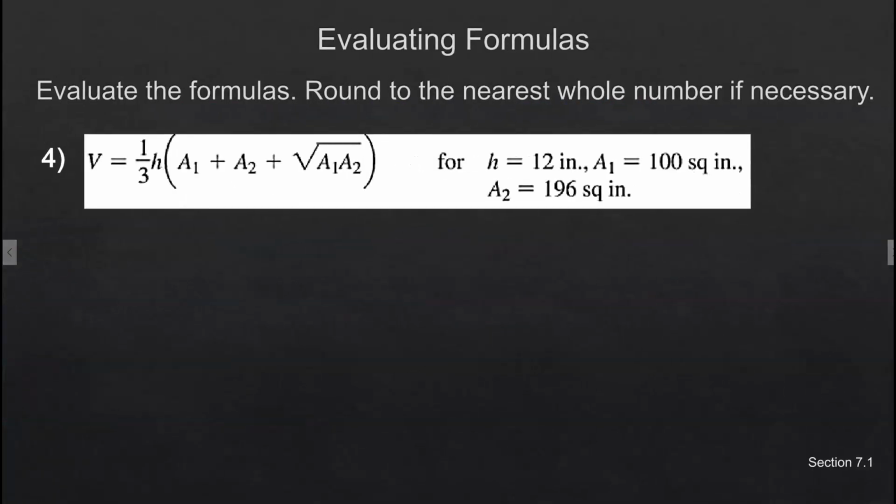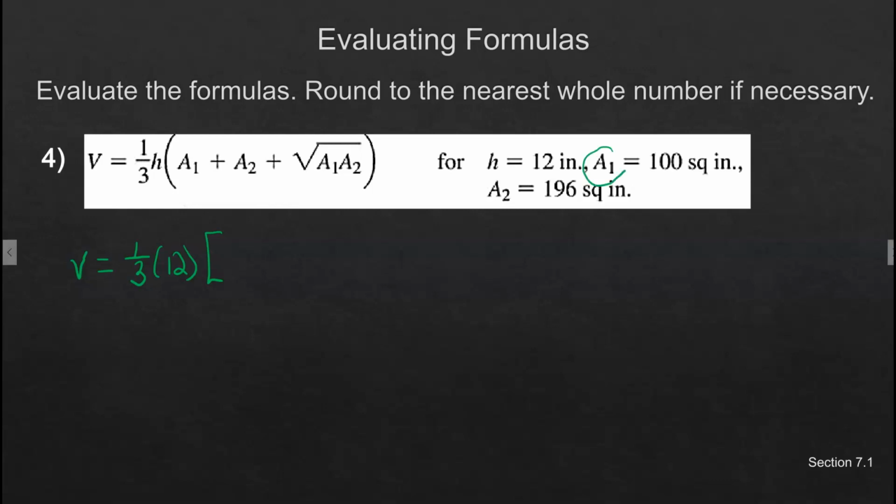All right, here's our next example of a formula. It's a pretty messy formula, so let's get everything substituted in. V equals 1/3 times H, which is 12. And then I'm going to use brackets again because we're multiplying. It just helps with organization.